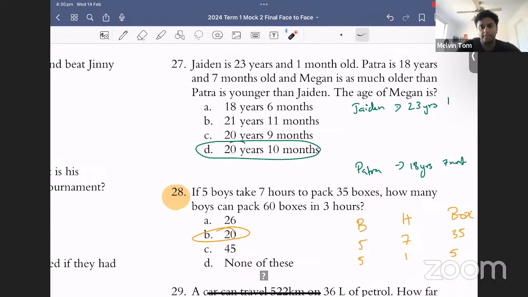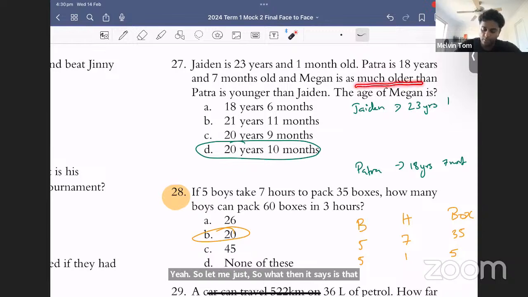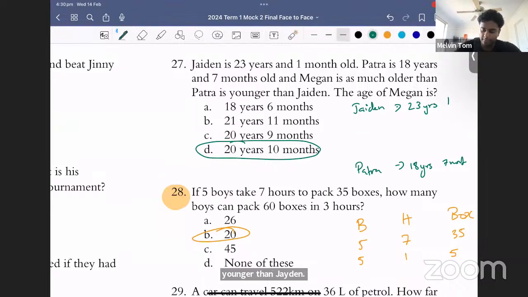All right, so what it then says is that Megan is as much older than Patra as she is younger than Jaden. It's pretty much the same thing. It's saying Megan is as much older than Patra as she is younger than Jaden. So Megan is right in between those two.